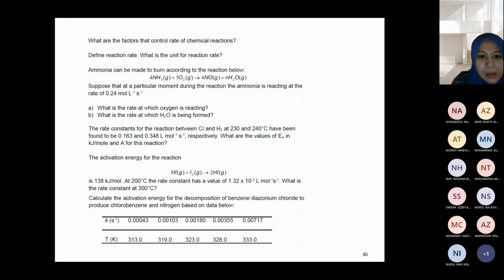Okay, alright. Okay, so from here pula, you calculate the activation energy for the decomposition of benzene diazonium chloride to produce chlorobenzene and nitrogen based on data below. Okay, ini adalah different question tau. Okay, so kalau you nampak dia ada bagi banyak sangat K with respect to T. Okay, so K ni adalah pada T ni, K ni and so on.